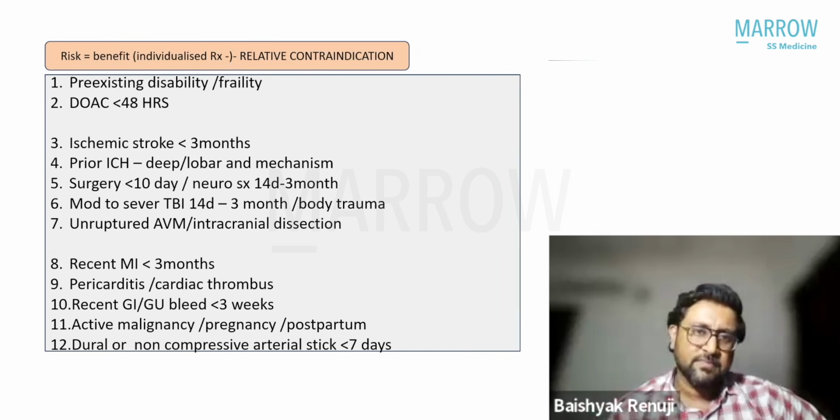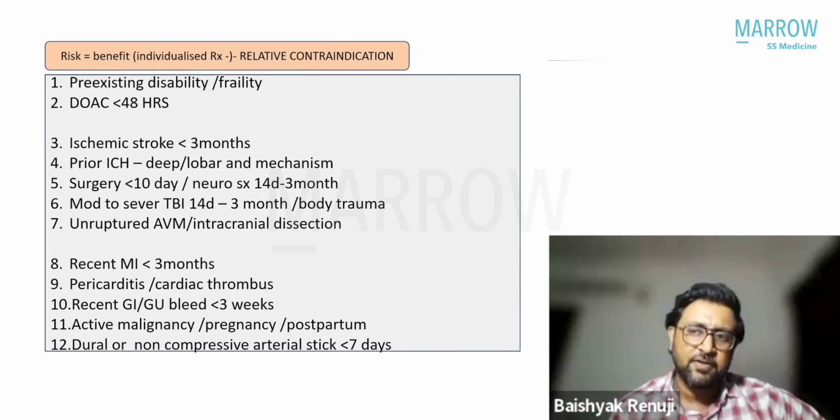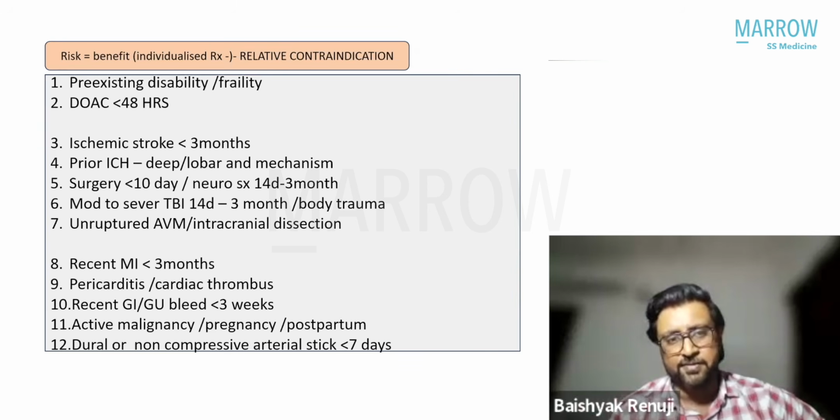So now that scenario is not there. Other agents are not that available. That is one major issue. So practically, for DOACs in the Indian scenario, if somebody has taken a DOAC within 48 hours, we cannot lyse. That is the practical scenario.